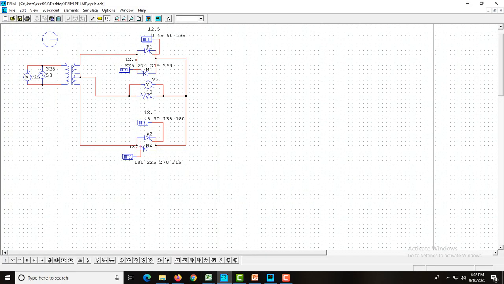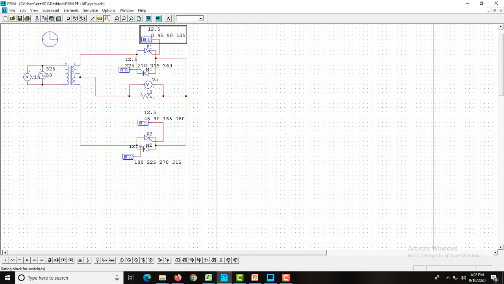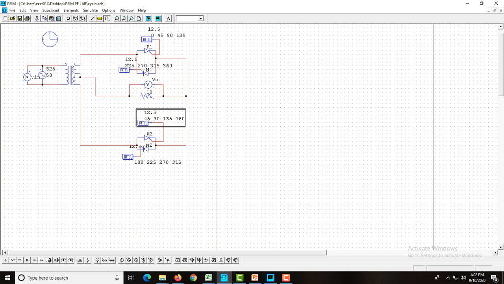So in PSIM, while drawing for 12.5 Hz, we have to change all the frequency of the gating blocks to 12.5 Hz. So for each SCR we will have 4 switching points. First for P1: 0 to 45, 90 to 135, and for P2 we will have 45 to 90, 135 to 180. That is, 0 to 45 P1 conducting, 45 to 90 P2, 90 to 135 again P1, 135 to 180 again P2.